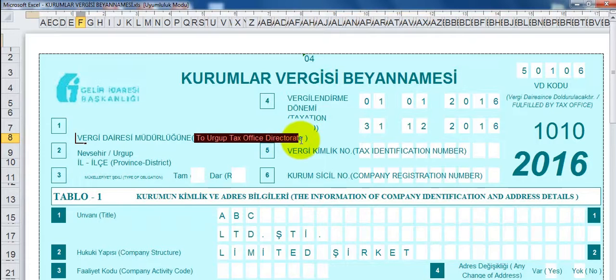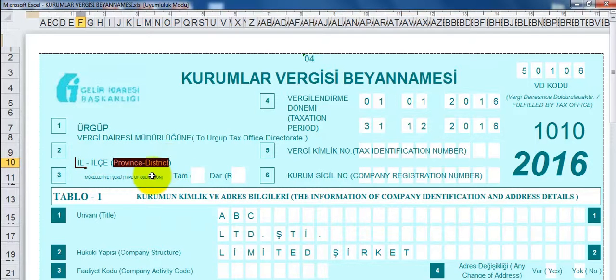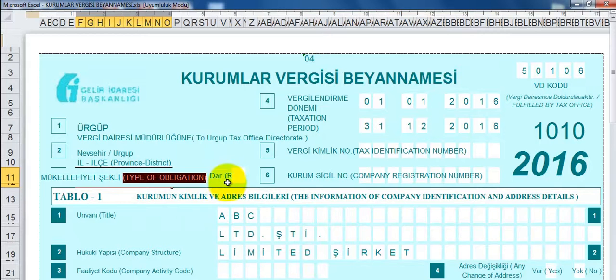Then we see the part in which the company's title should be typed. The legal state of the company, limited liability company or joint stock company or other capital companies is written in this field. The code of activity is the NAICS code that we previously described in tax presentations.